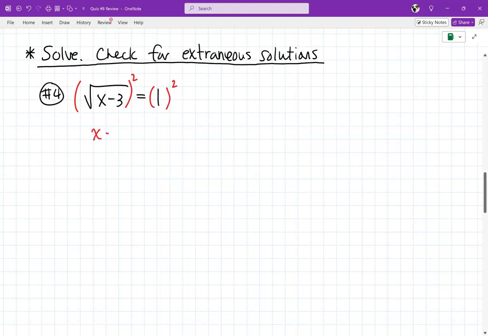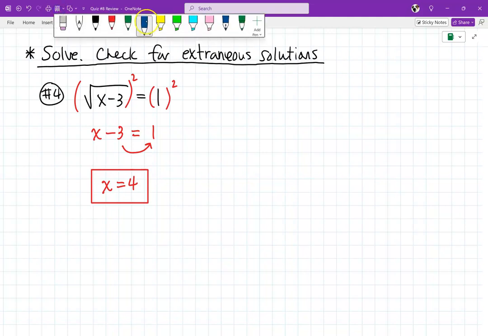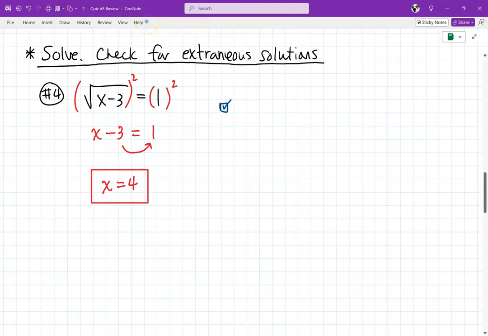So I get x minus 3 is equal to 1. And then just add the 3 over to this side. So I get x is equal to 4. Okay? So I'm done. Now it says check for extraneous solutions, which means I do have to kind of check it. Okay? So I'm going to put a 4 into my original equation. So this is the square root of 4 minus 3 is equal to 1. So that means the square root of 1 is 1, which is true. 1 is equal to 1. So we're good. This answer works out.